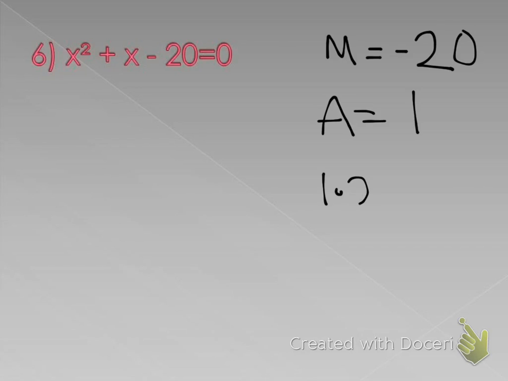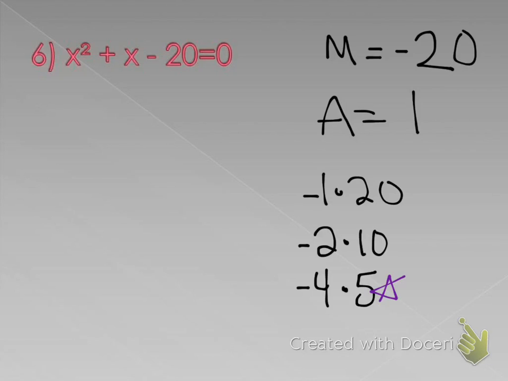So I have 1 and 20. Make the 1 negative in that pair. 2 and 10. I'll make the 2 negative in that pair. And 4 and 5. I'll make the 4 negative in that pair. Alright, which one of those is the winning combination? What about negative 4 and 5? There it is. Yeah, this is the one we're looking for.